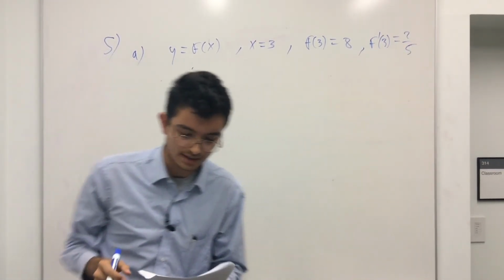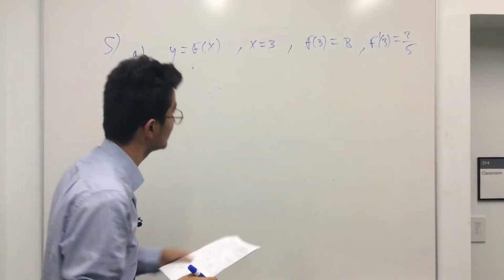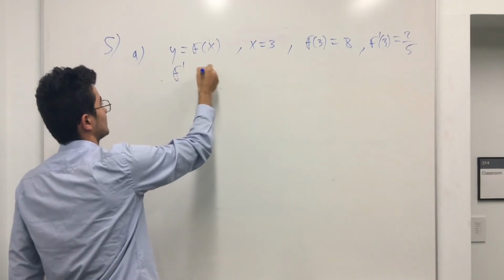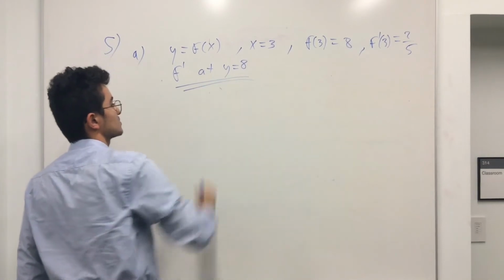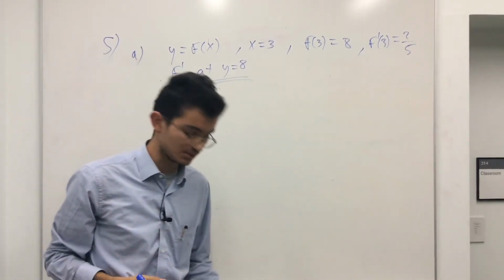So that the function has a differentiable inverse in an interval containing y equals 8. So the function has a differentiable inverse at y equals 8. Here, this is a very tricky part of this question. When they say y equals 8, they don't necessarily say x equals 8.